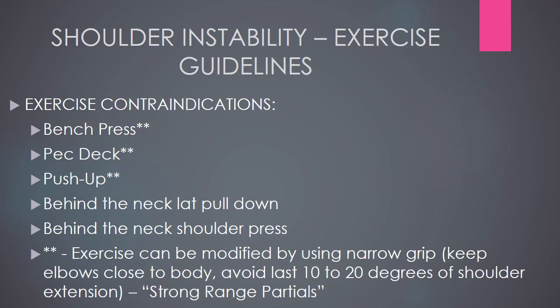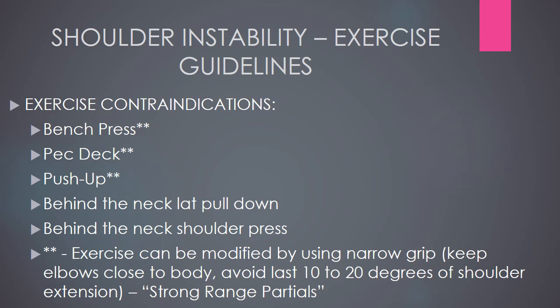Other pressing exercises that involve increasing external rotation, such as incline bench press, such as behind the neck shoulder press, such as behind the neck lat pull down, those would all be contraindicated. There's a machine in the gym known as the pec deck, which involves this exact position. It involves 90 degrees of shoulder abduction, 90 degrees of external rotation, and posterior translation of the arm behind the plane of the body. And this is not the type of exercise that will be kind to shoulder instability.